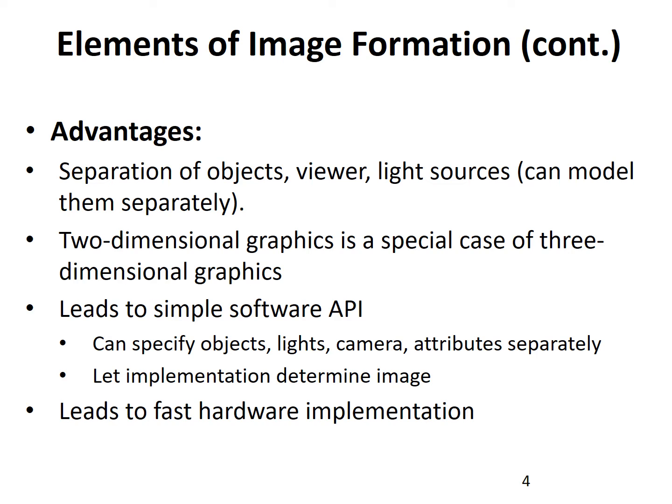We can separate the objects, the viewer, and the light sources, and hence we can model them separately. We can also define two-dimensional graphics as a special case of three-dimensional graphics, in which case we define the third dimension of the objects to be non-existent, and hence they will become two-dimensional objects. This also leads to simple software APIs. We can specify the objects, the light sources, the camera, and the attributes separately, and let the implementation determine what sort of image should be formed. This leads to fast hardware implementations.